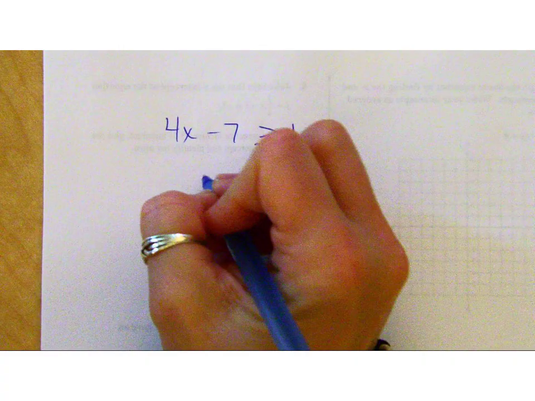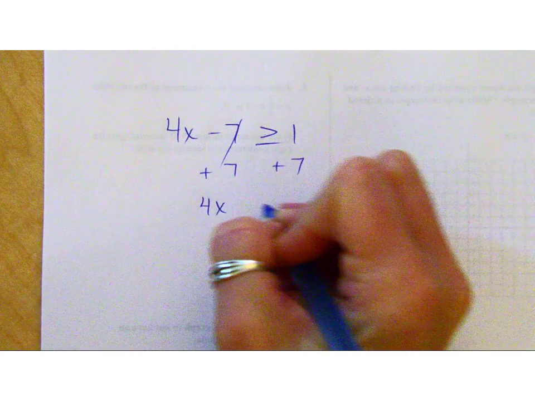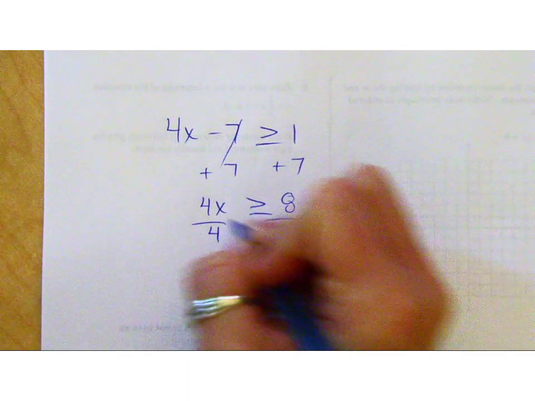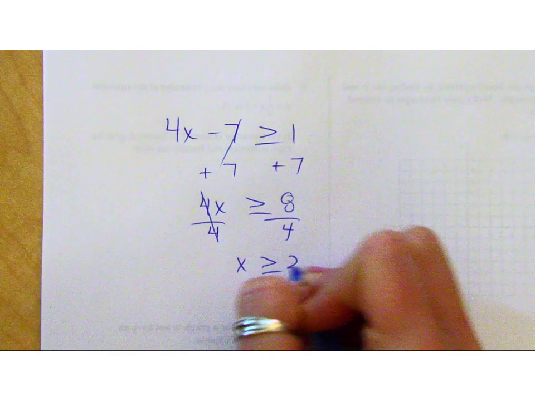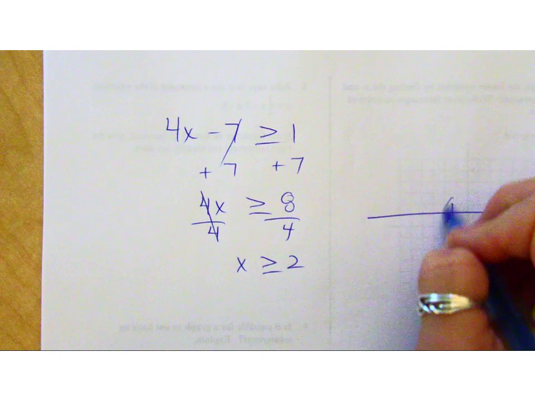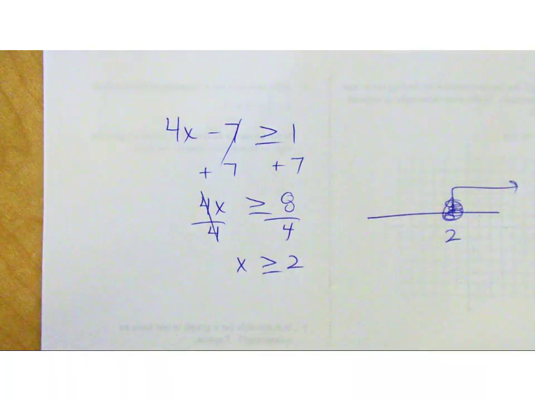Okay, so I'm adding 7. 4x is greater than or equal to 8. Divide both sides by 4. x is greater than or equal to 2. Which meant on a number line, any number, as long as it was greater than or equal to 2, is a solution for this variable, right?